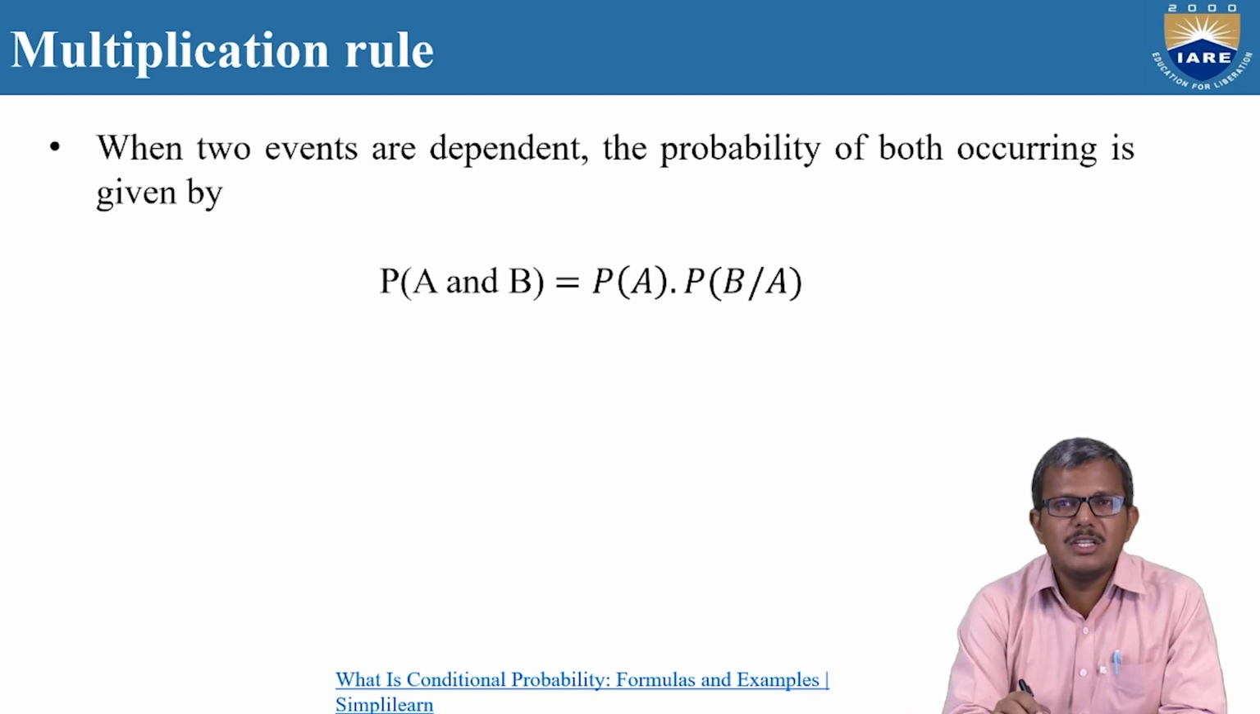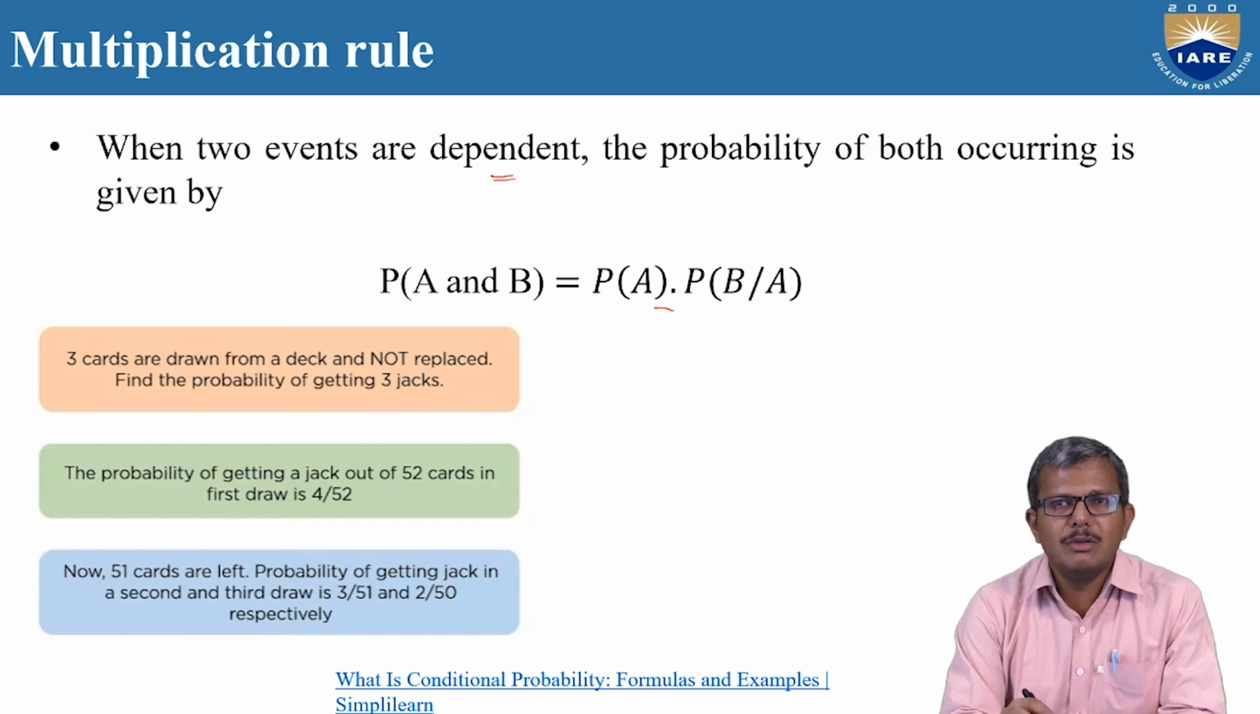Okay, so what happens if the two events are dependent? In the earlier case, tossing a coin and throwing a die were completely independent. Those two events are completely different. But what happens if the events are dependent? The probability of both can be represented with this equation: probability of A and B will be probability of A into probability of B given A. We will take an example and see how these probabilities are calculated.